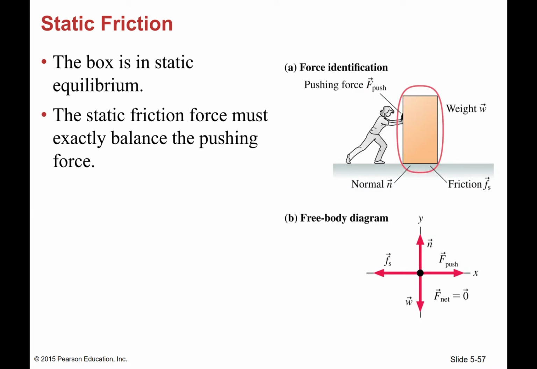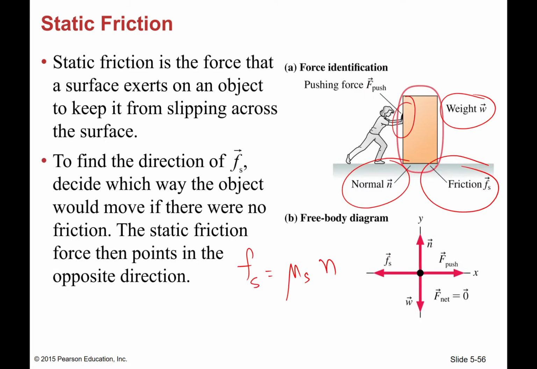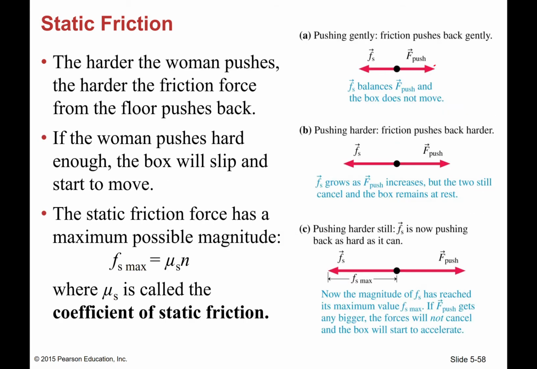Let's look at the sequence here. She starts pushing and increasing the force. As she increases the force, the static friction increases with the push, so as to keep the box at rest. Eventually, she's going to be able to push hard enough to move the box. At that point, just before the box moves, you have reached the point of maximum static friction, and at that point you have that equation there. It's a very simple concept, but one that might be confusing.